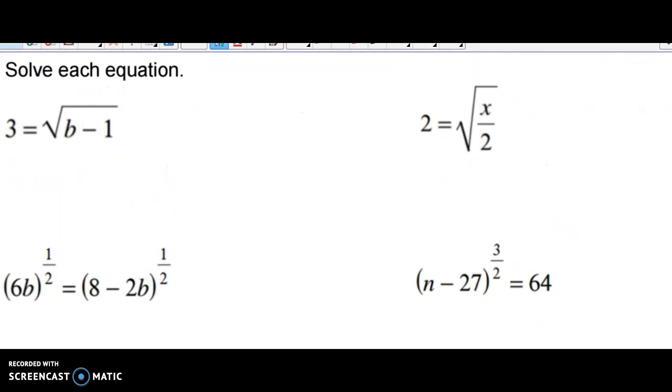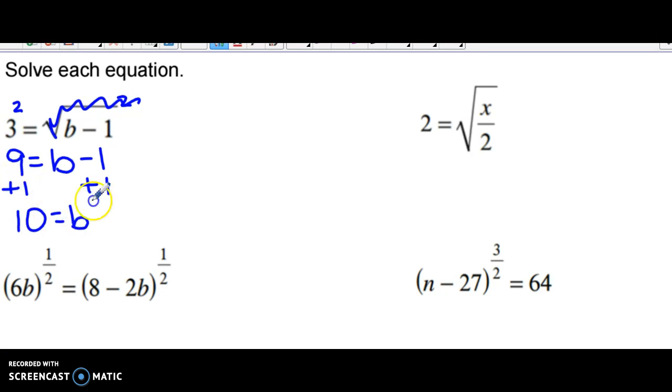All right, here we go. This is a square root. So we're going to undo the square by squaring both sides. So 3 squared is 9. And b minus 1 is just b minus 1 because these two guys cancel out. All right, and then we add 1 to both sides, and we get 10 is equal to b. That's in the simplest form you could do.